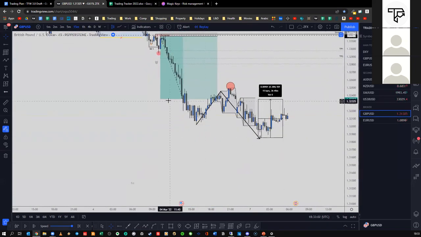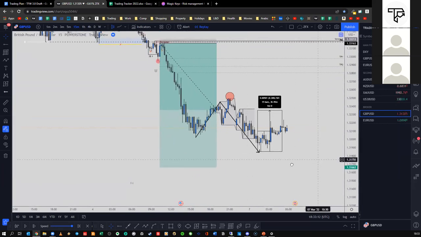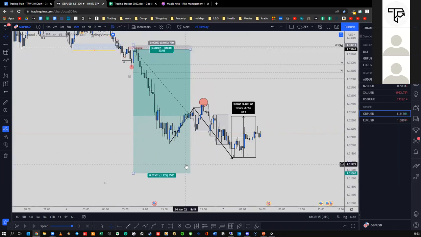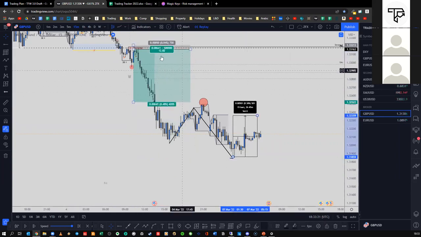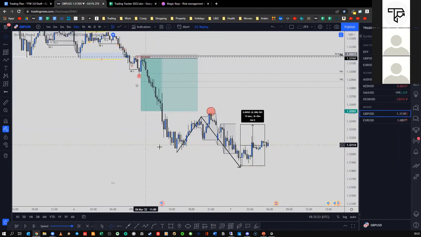Obviously, if it just runs to the downside and hits my 150, then great. I have had that before, where on a paper trade it ran to 150 pips. So that would be the ideal case scenario, but in this case, it cashed out here. So that is how it works.